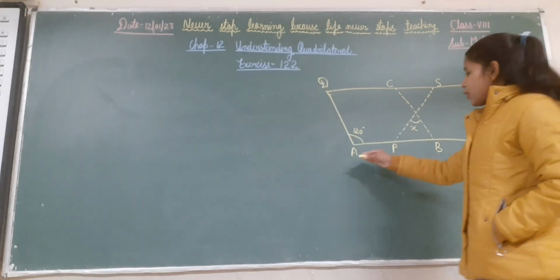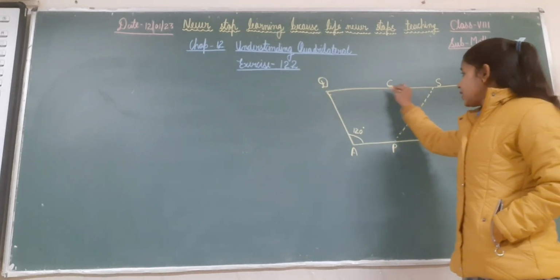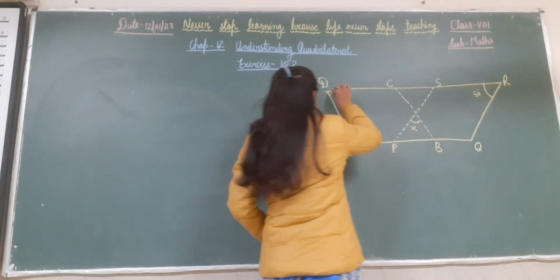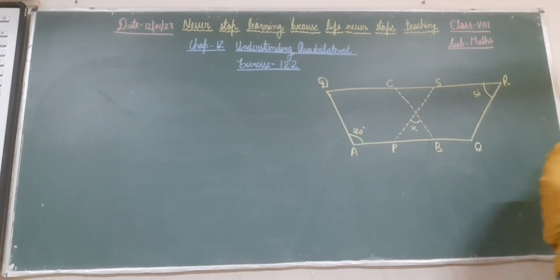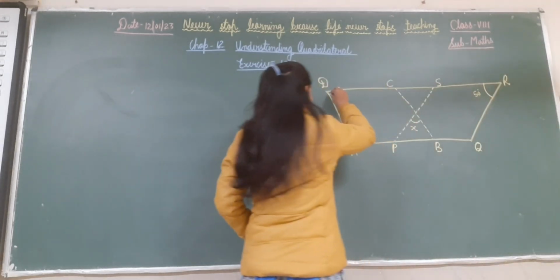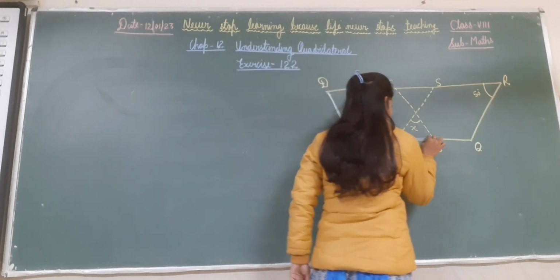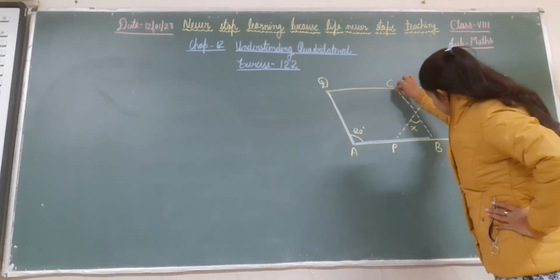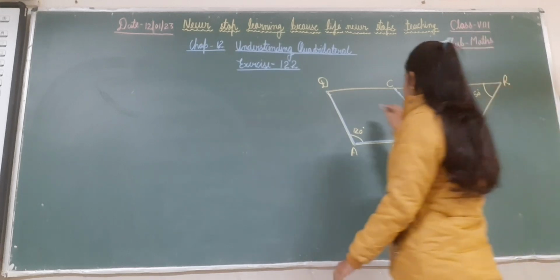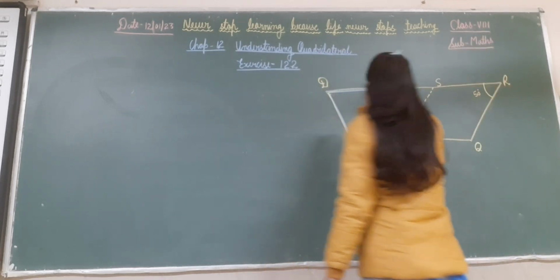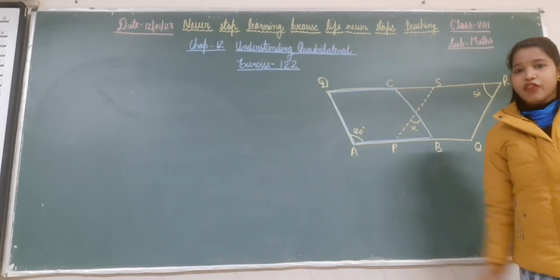This is the first parallelogram A, B, C, D. Okay, ध्यान से देखिएगा क्लास. This is A, B, C, D, the first parallelogram.